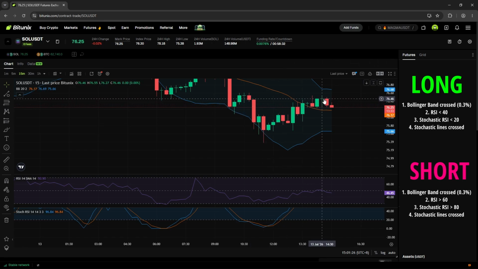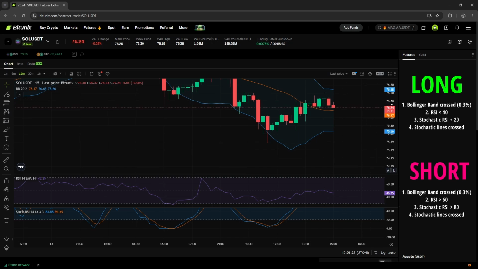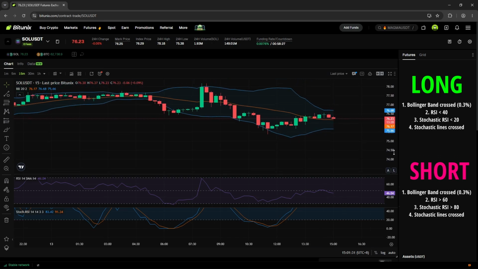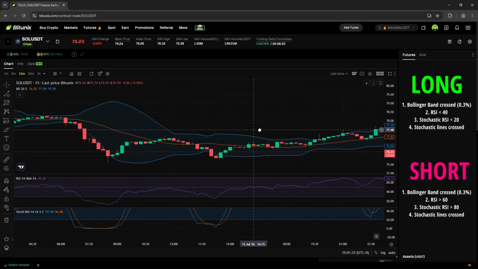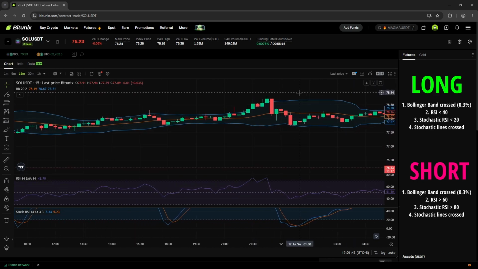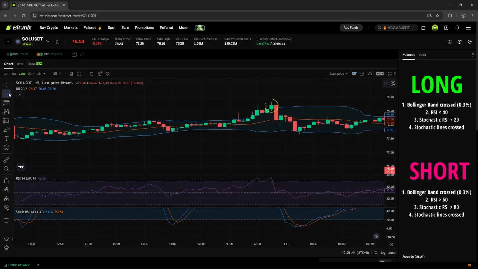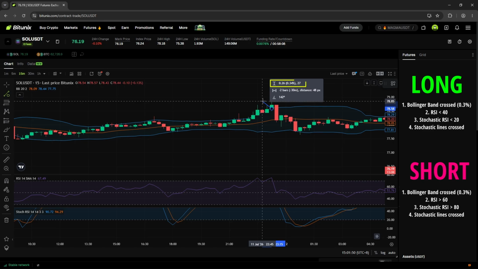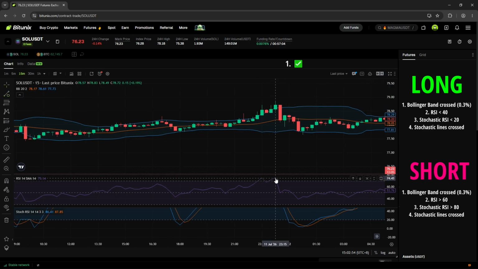Let's try to find the opposite situation when we could open a short position. We need to move to the left and look for some spikes above the upper Bollinger Band. Let's see this one. Select our info line and measure. Here we have 0.34%, so the first condition is met. If we look at the RSI indicator, it's 75, so it's clearly above 60. Our second condition is met.